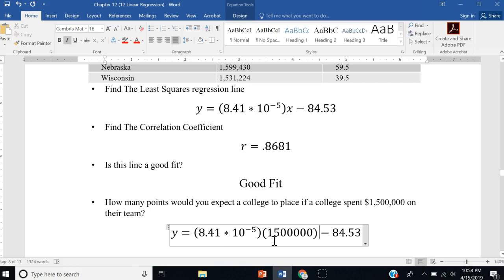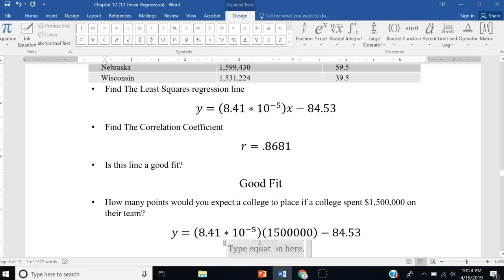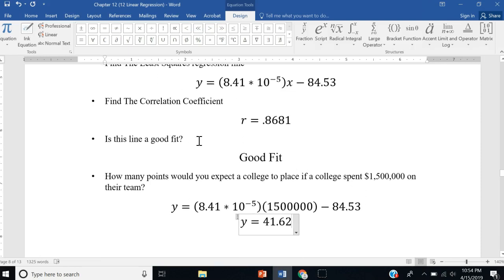And what I end up with is a point total of 41.62. All right. So this line predicts that if a college team in the Big Ten were to have spent 1.5 million, they would have ended up with about 41.62 points in the national tournament.